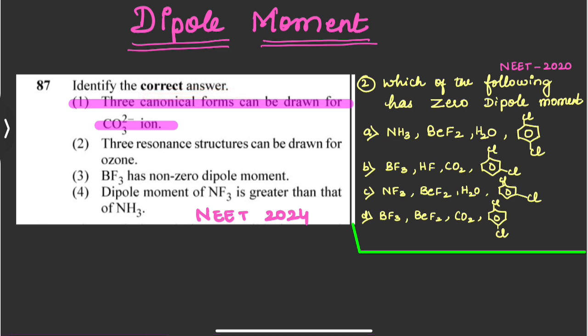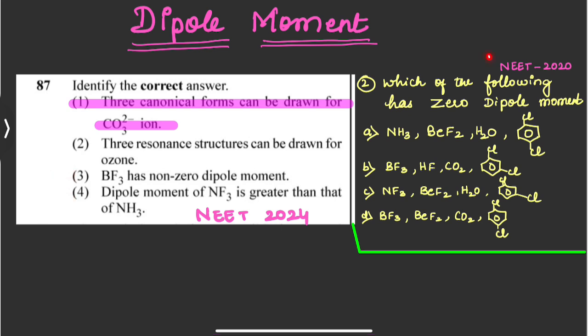Identify the correct answer. Three canonical forms can be drawn for carbonate ion. Three resonance structures can be drawn for ozone. So these 2 points are from resonance. BF3 has non-zero dipole moment and dipole moment of NF3 is greater than that of ammonia. So these 2 points are from dipole moment. You can see in one question, two concepts are given. These two are from resonance and these two are from dipole moment.